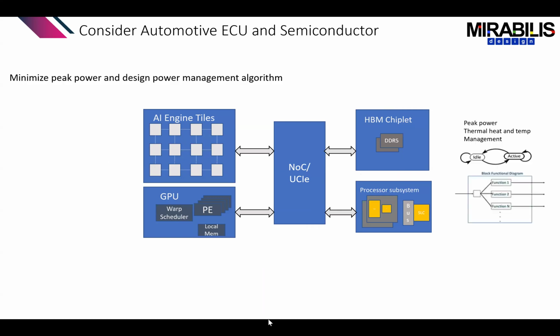The next question, of course, comes up with the power. What is the thermal characteristics of my overall system? How many watts is the AI engine powering up, or how many watts can I reduce from my GPU when there's no processing happening? So looking at power management, looking at the distribution of power across the entire system to see if I can reduce my peak power.